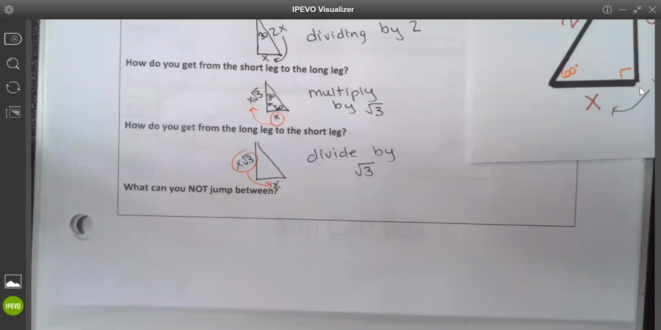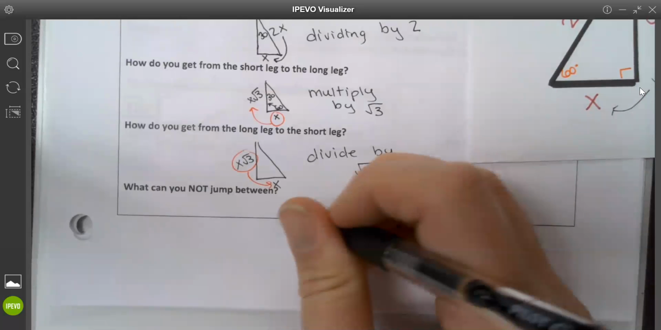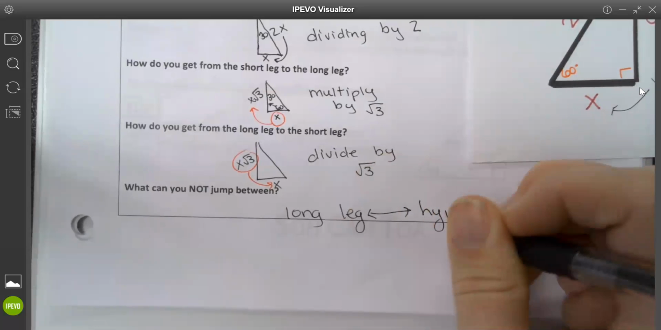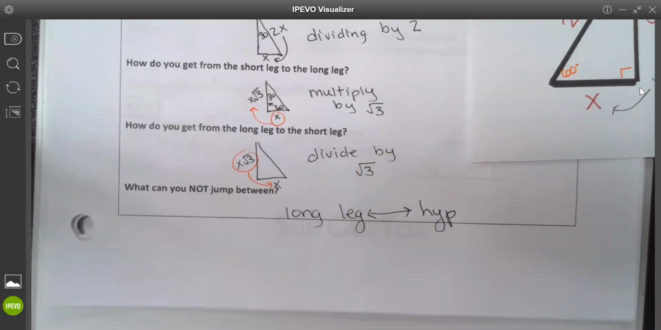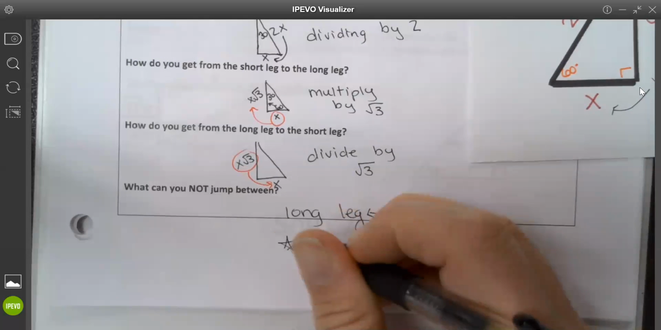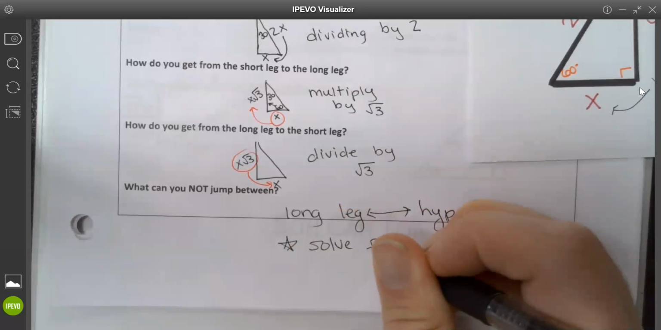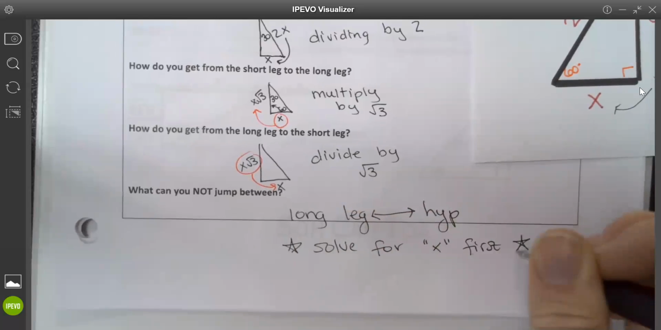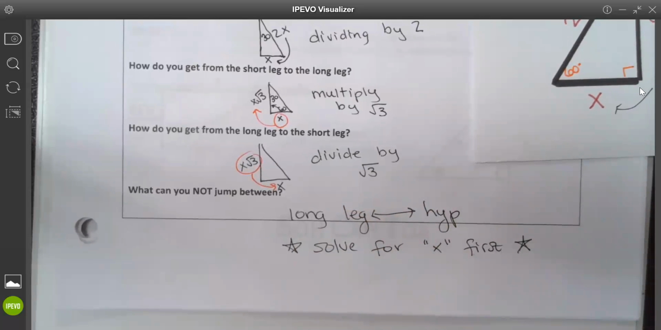I cannot jump between the long leg and the hypotenuse, or vice versa. If I have the hypotenuse, I can't just jump from the hypotenuse to the long leg, and I can't just jump from the long leg to the hypotenuse. And what that means is I have to solve for x first. So I can't just go direct substitution from one of those to the other. I need to figure out what x is, and then I can go from there.